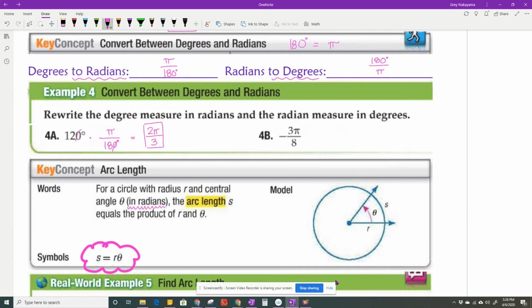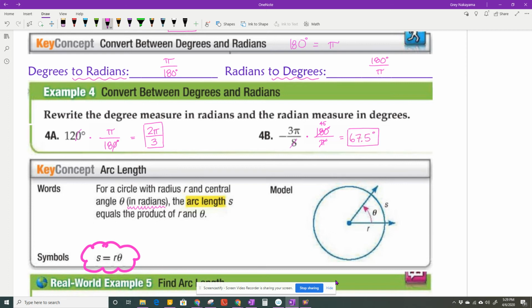Okay, 4b says negative 3 pi over 8. I'm going to degrees, so I'm going to multiply by 180 over pi. And 8 goes into 180 45 times. 3 times 45, oh, notice my pi's cancel. And 3 times 45 is 135. Is it 135? 3 times 45 is 90.